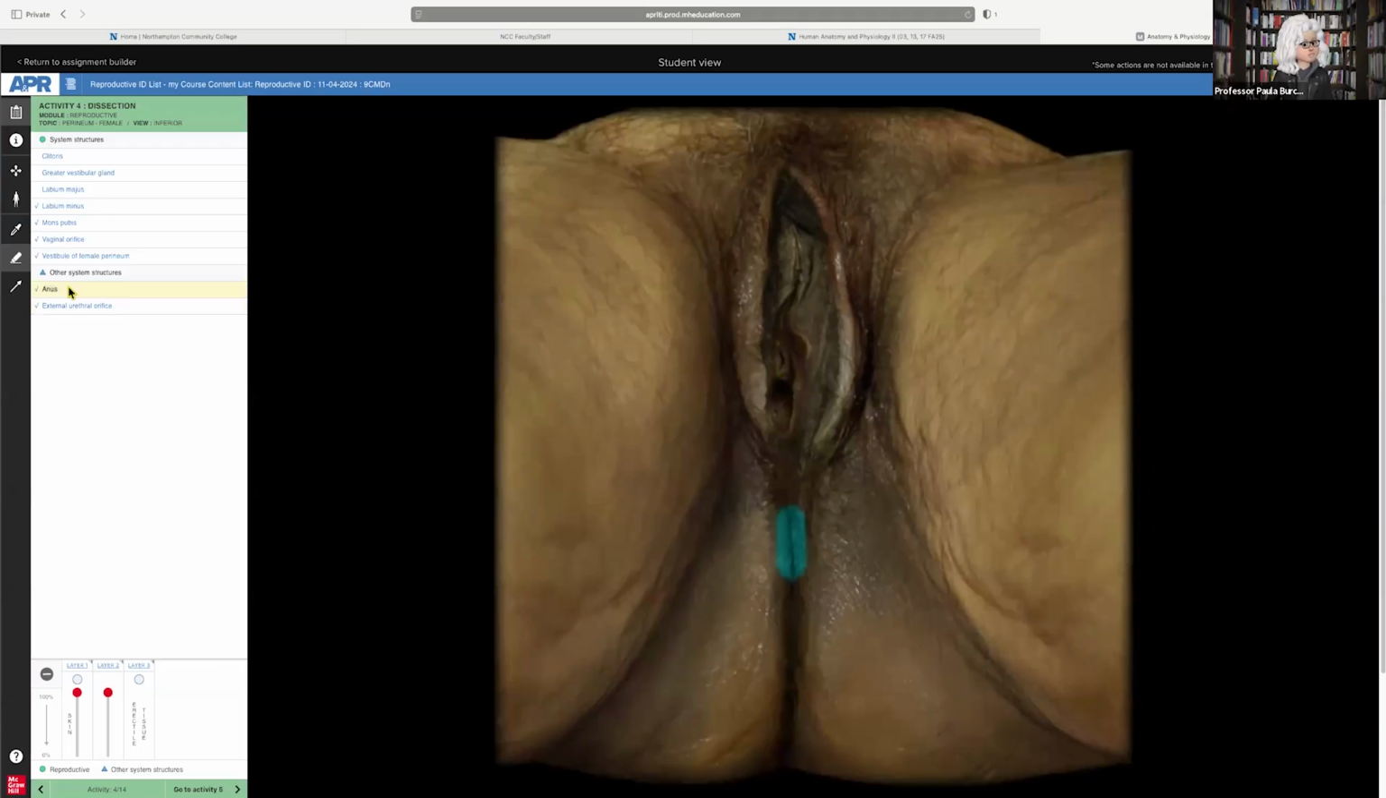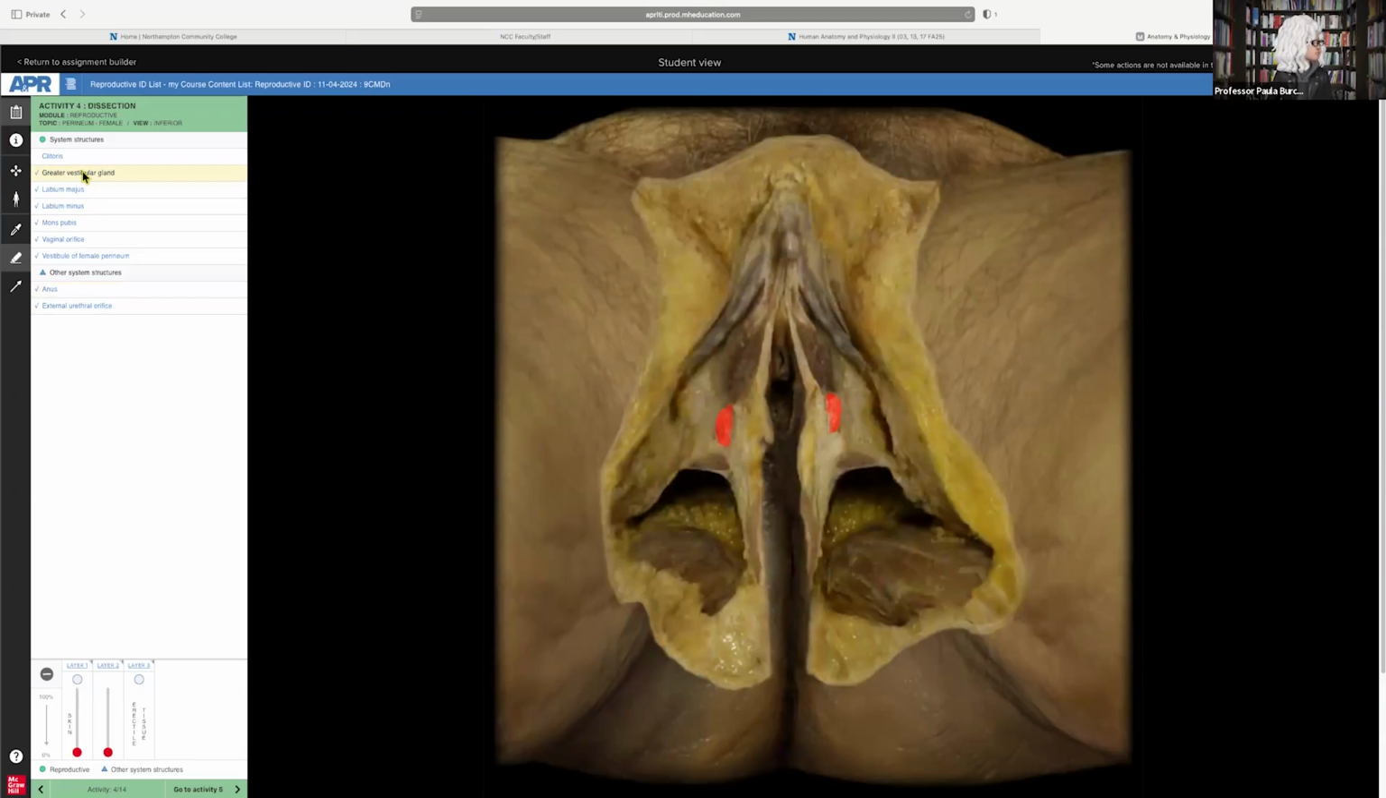This is the anus. The labium majus or majora. And you will also have a greater vestibular gland, which releases mucus for lubrication. And you will have the clitoris here, which is the erectile tissue.